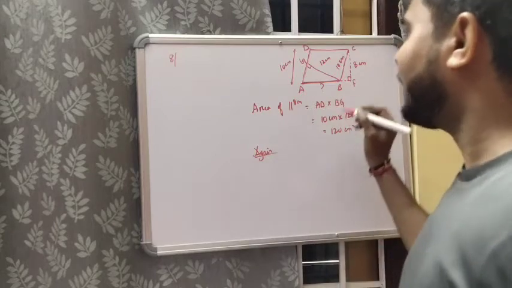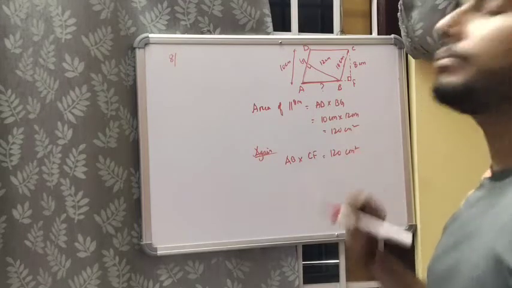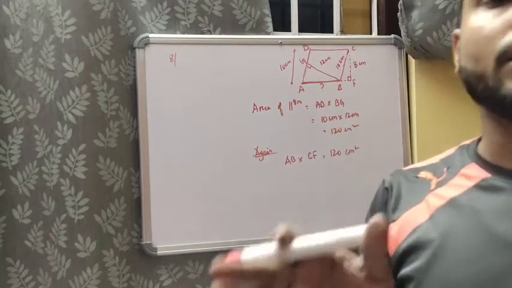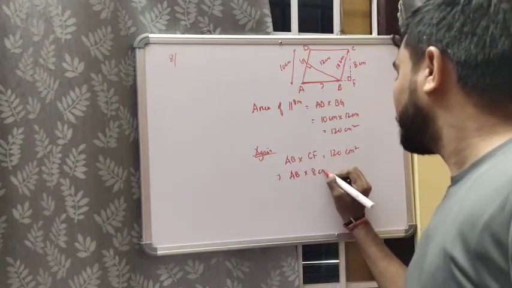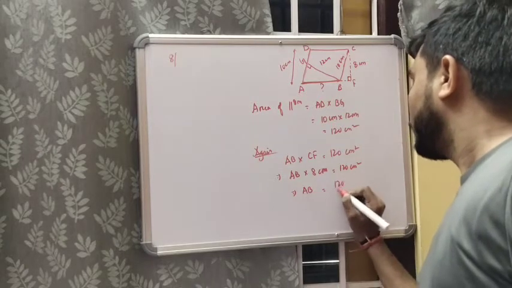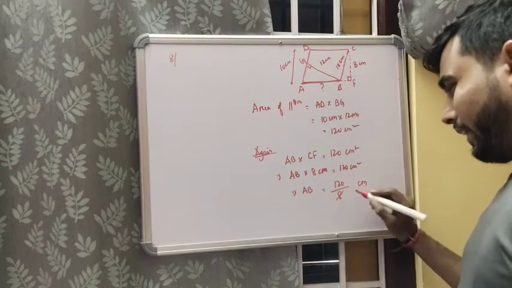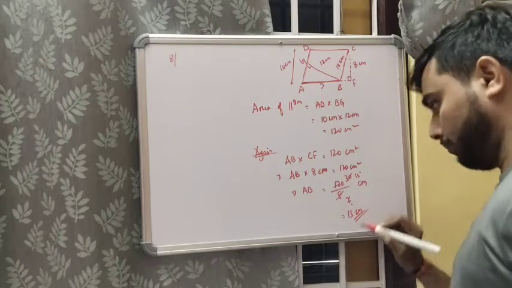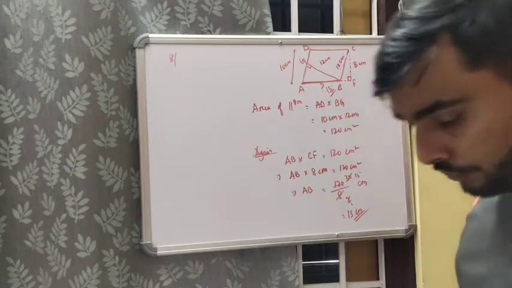Again, you can find the area of parallelogram using base as AB and height as CF. It should be again 120 centimeters square only, because the same figure will have the same area. It doesn't matter which height or which side you have taken. AB we don't know, CF is 8 centimeter, so it will be equal to 120 centimeters square. So AB will be equal to 120 by 8 centimeter, 8 4s are 32... you can take it as 4 2s, 4 30s, 2 1s, 2 15s. So your side AB will be equal to 15. I hope it is clear to all of you.